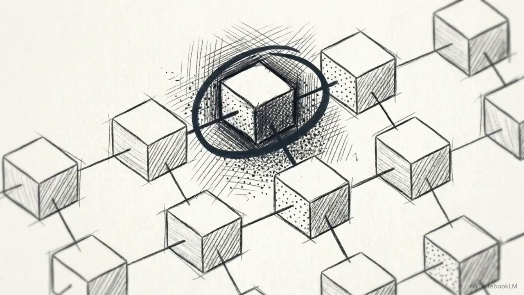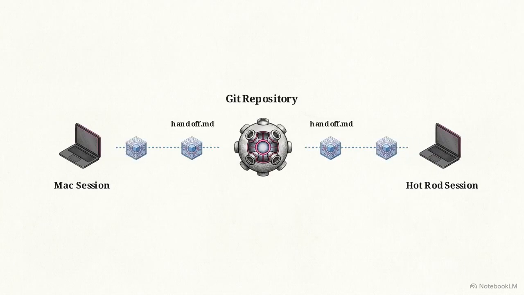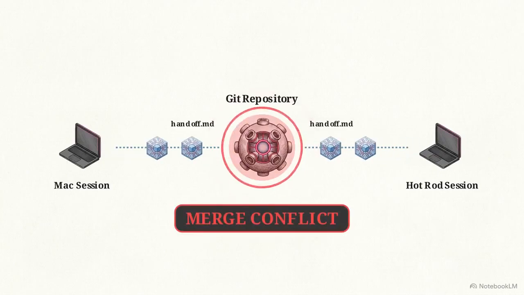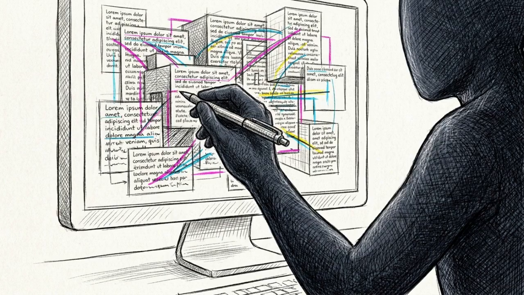To see how robust this structure is, we can look at a real-world stress test from April 3rd. 2 different computers updated the handoff file at the exact same time. This created a version control traffic jam known as a merge conflict. In a typical workflow, a structural clash like this crashes the process. The system freezes and untangles the overlapping text.